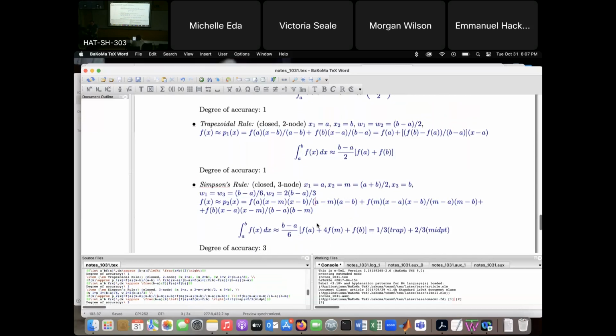It's also worth mentioning that Simpson's rule can be thought of as a linear combination of the trapezoidal rule and the midpoint rule. So 1/3 times the trapezoidal rule plus 2/3 times the midpoint rule. So it's an unequal linear combination. So those are the 3 best known Newton-Cotes rules. They have 1 node, 2 nodes, and 3 nodes. Questions about any of these?